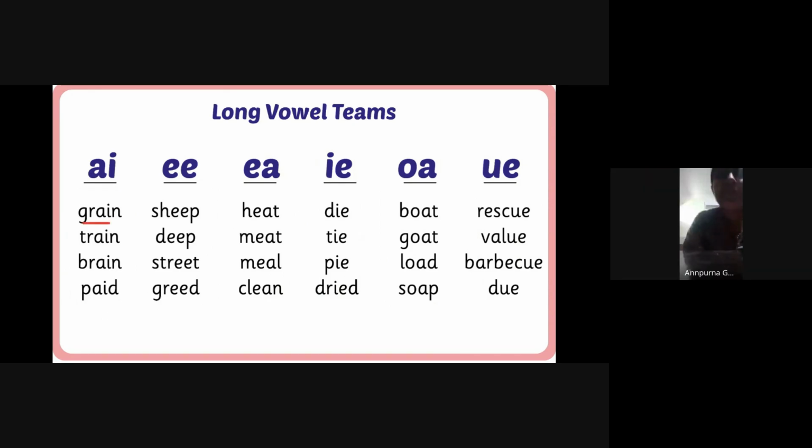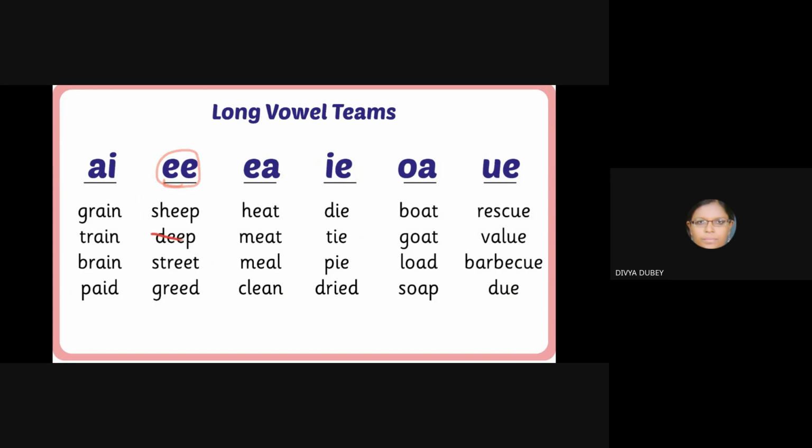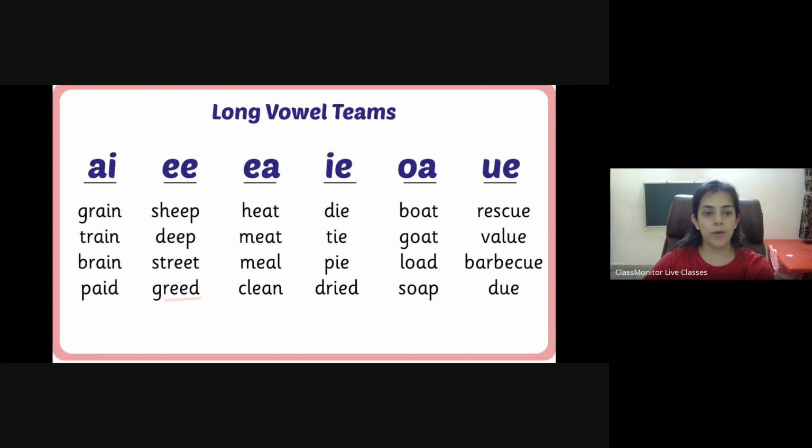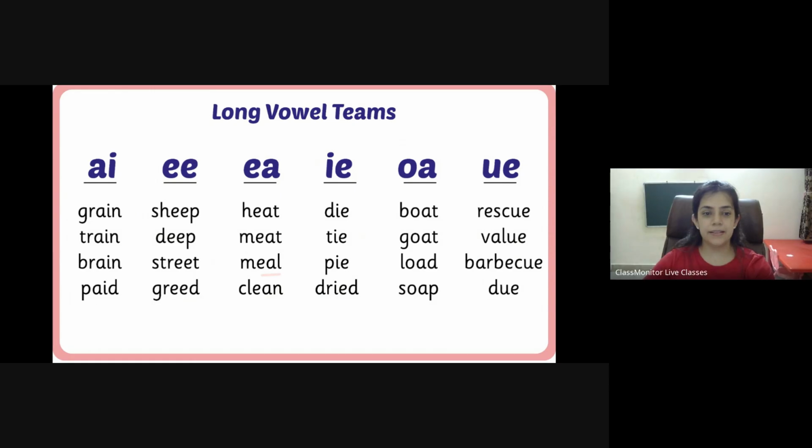Aid, grain, train, brain, paid. Excellent. Yes. Sheep, beep, street, greed. Thank you so much. Long vowel E. It's heat, meat, meal, and clean. Excellent.